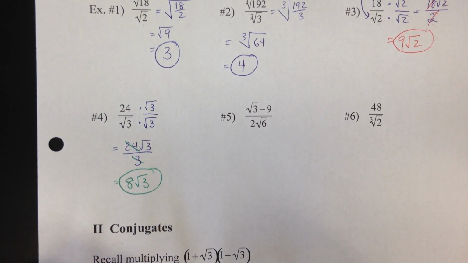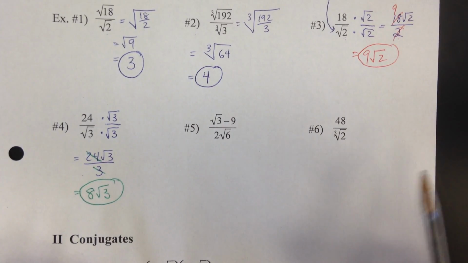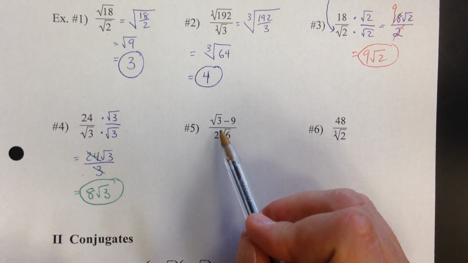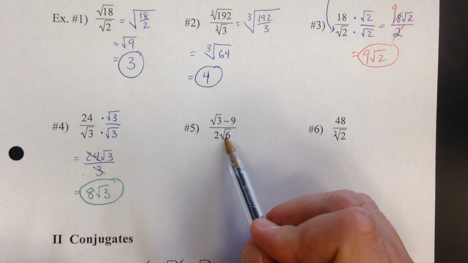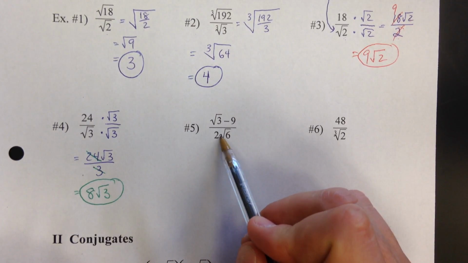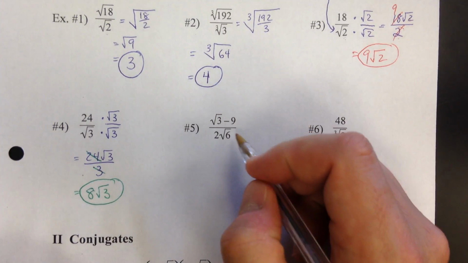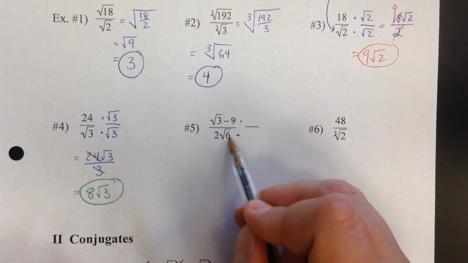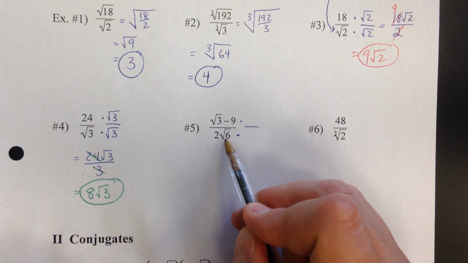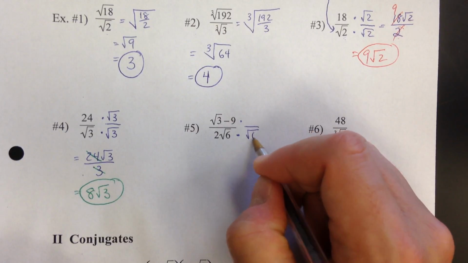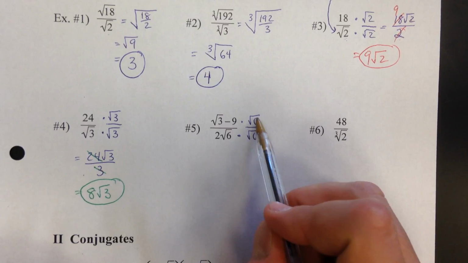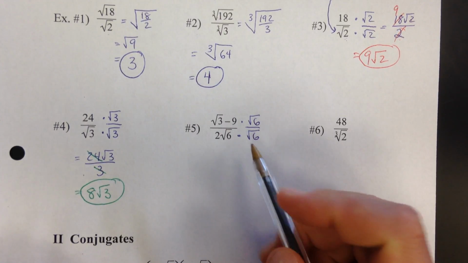Okay, it's good. Now in number 5, the square root of 3 minus 9, that's the numerator. The denominator is 2 times square root 6. The problem is the square root of 6. So our focus is only on this denominator. To get rid of square root 6, let's multiply by root 6. But again, I have to multiply the top and the bottom by the same thing.